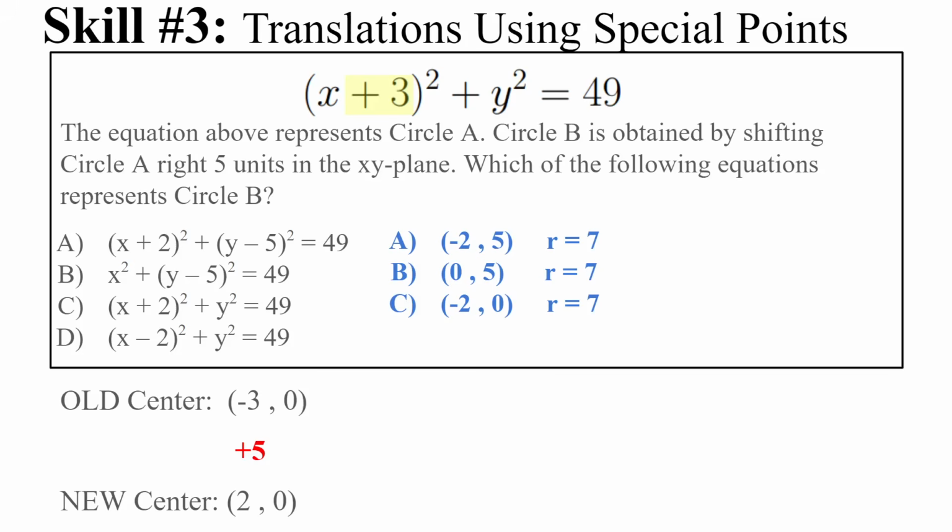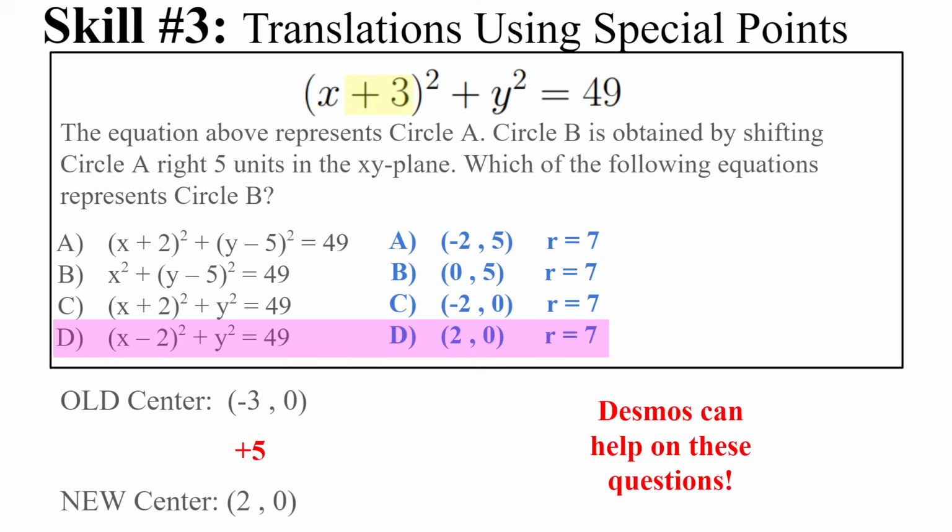D has a center of 2, 0, and the radius is 7. So it's looking like our answer is D. Great. And again, Desmos can help on these questions. Desmos will plot the vertex, but it doesn't plot the center. You can kind of eyeball the center pretty quickly, but it's probably more helpful on the quadratic questions than the circle questions, but you can use it.